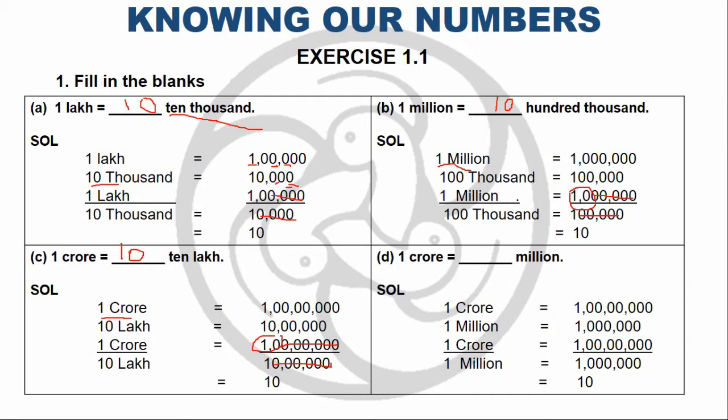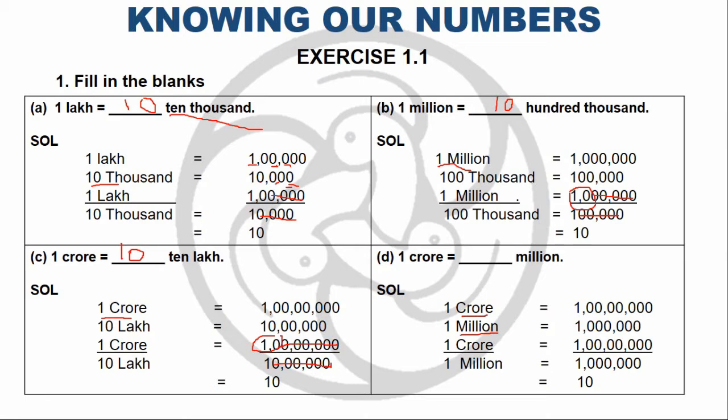Next question, subdivision D: 1 crore equal to dash million. 1 crore is an Indian system, represented by separating the thousand with a comma, then the lakh with a comma, then the crore with a comma. 1 million can be written as 1 comma 000 comma 000, where the comma separates the thousand and million. 1 million is an international system, crore is an Indian system. They asked 1 crore equal to how many millions.